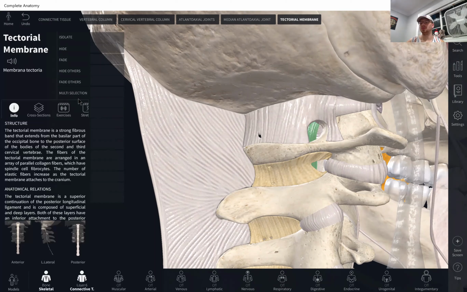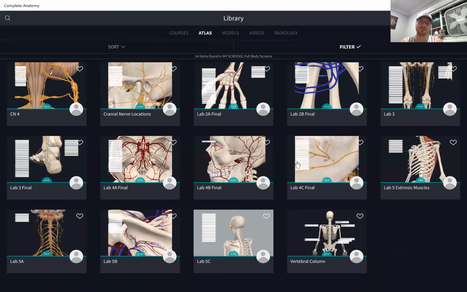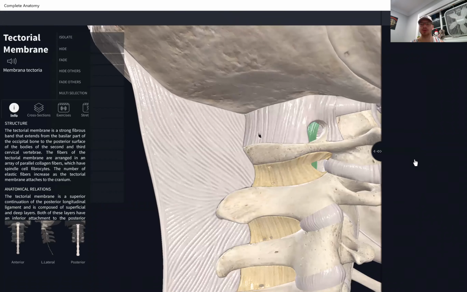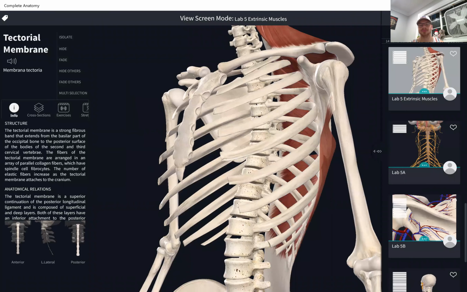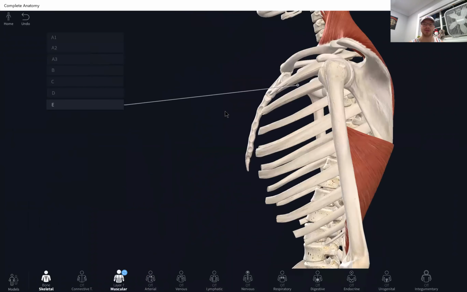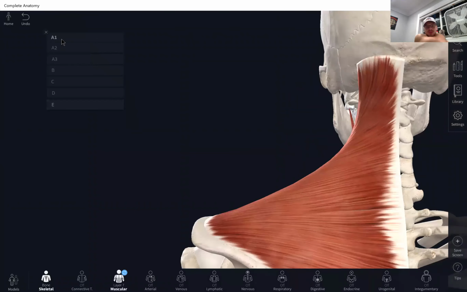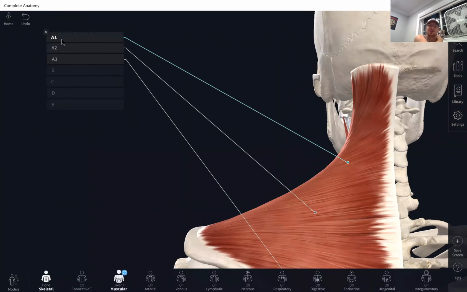So that brings us to a far more manageable section of lab, and this is going to be our superficial muscles of the back collection. So these are our extrinsic back muscles, and they're all going to have something to do with the shoulder girdle. So let's start with our trapezius muscle. Our trapezius muscle is going to be divided into three sections.